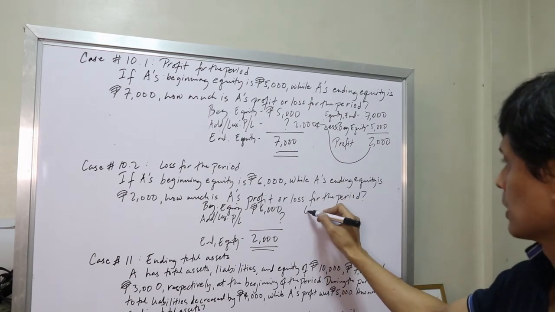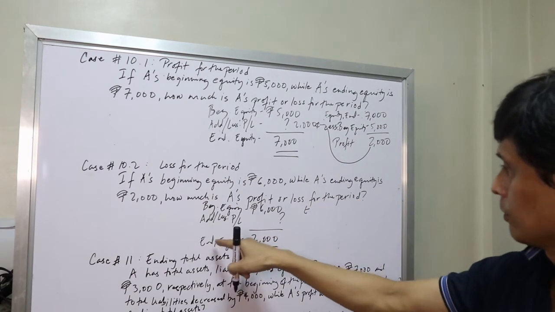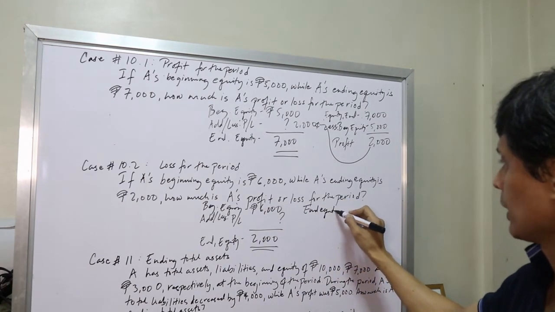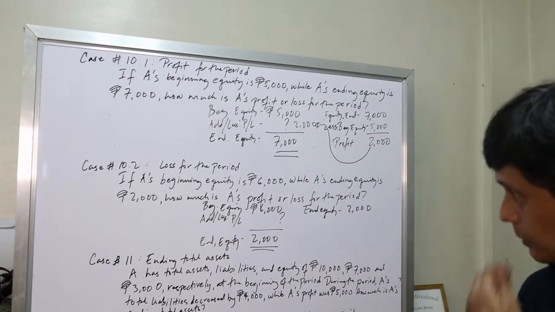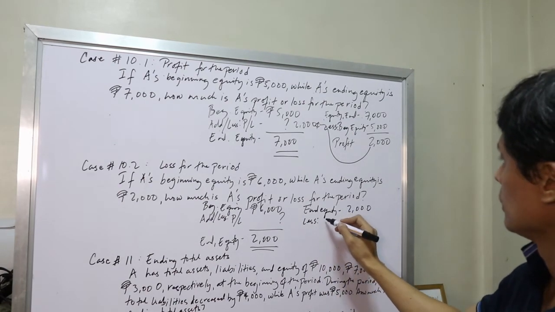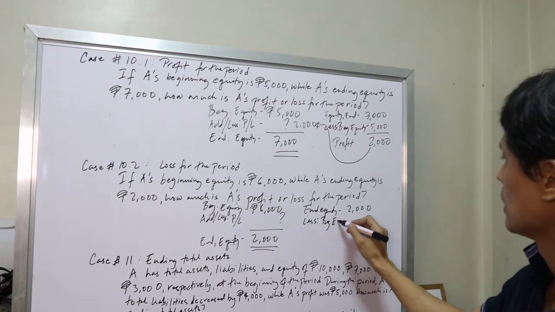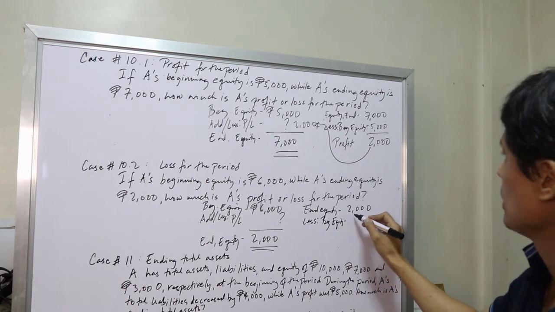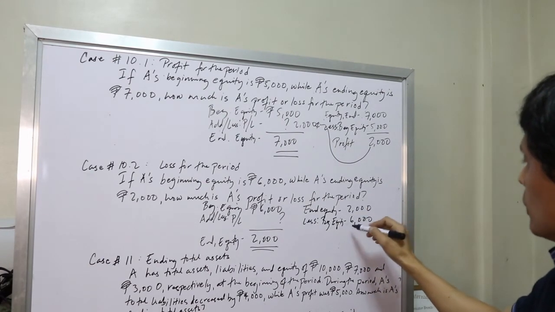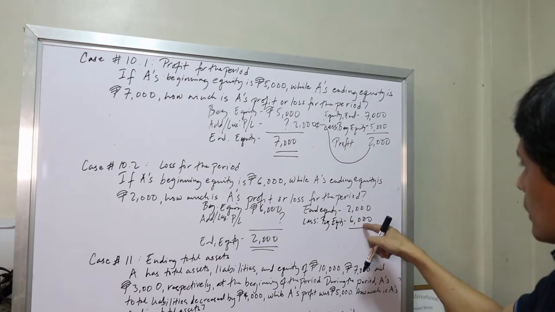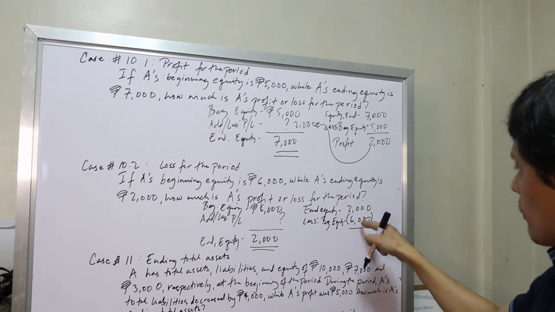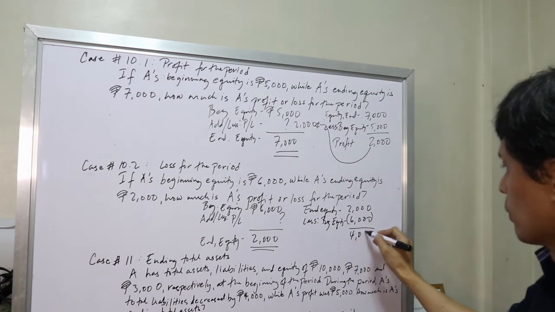Or, another way of writing that, so, mag-start tayo from the bottom. So, ending equity, katulad ng ginawa natin dun sa taas, ending equity of 2,000 less yung beginning equity. Kukunin natin yung difference. So, this would be 6,000. Okay, so negative siya. So, 2,000 less 6,000 would give you negative 4,000.